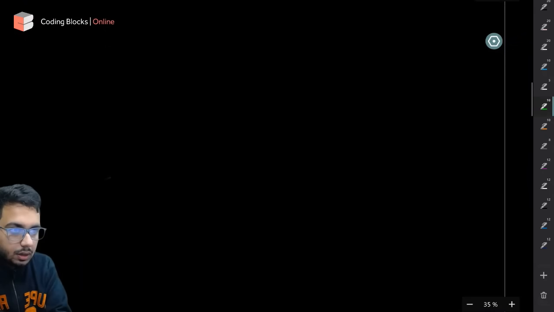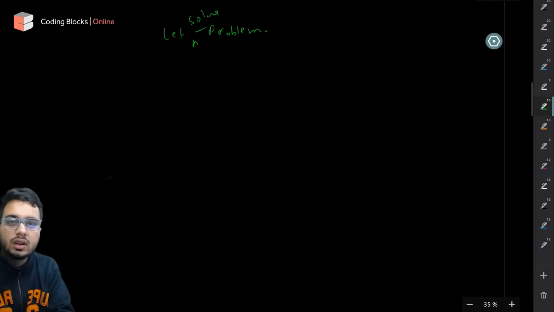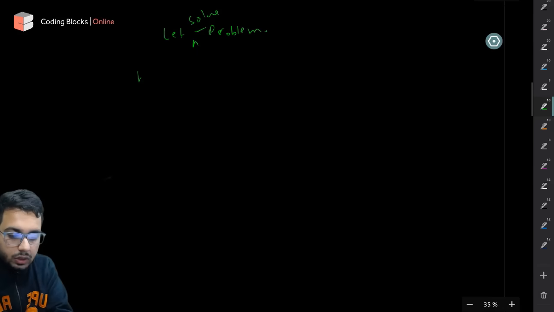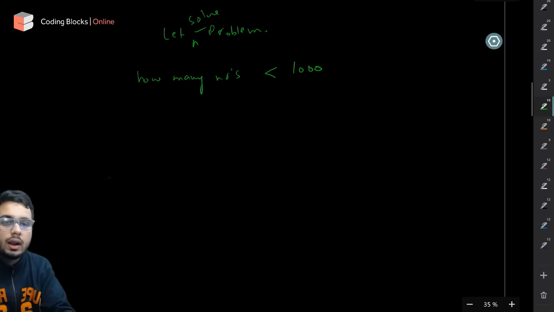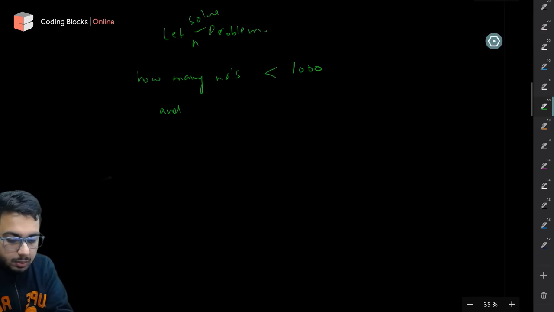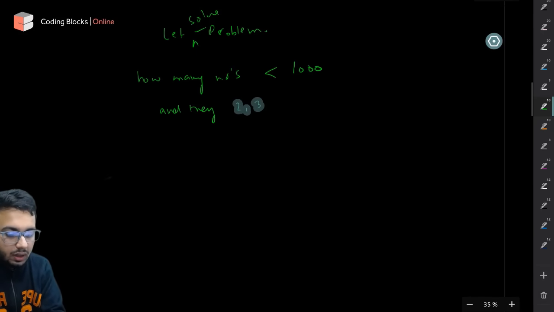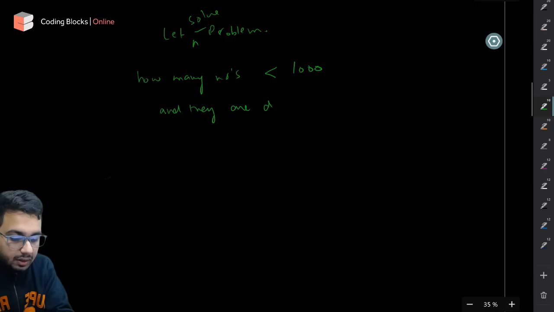Okay, so let's have a look at a problem. The problem is like this. You want to find out how many numbers are there which are less than 1000. How many numbers are there such that they are less than 1000 and they are divisible by 2, 3 or 5? So how many numbers less than 1000 are there such that they are divisible by 2, 3 or 5?